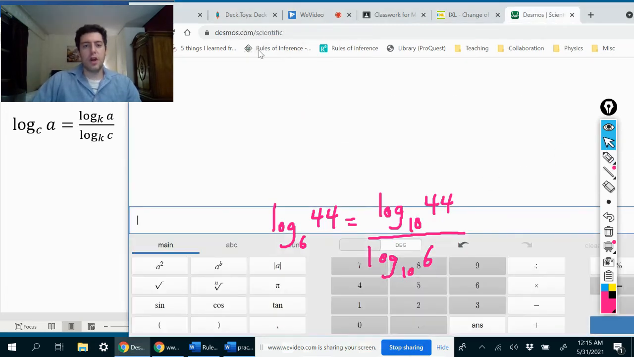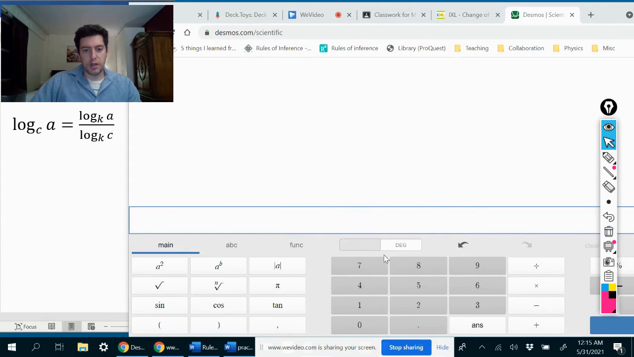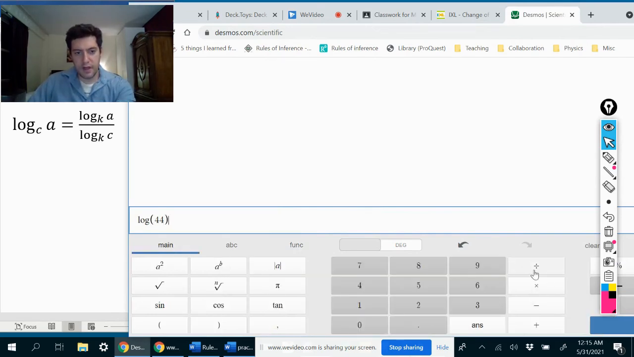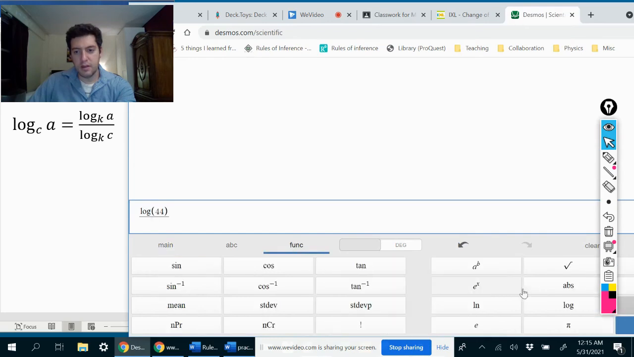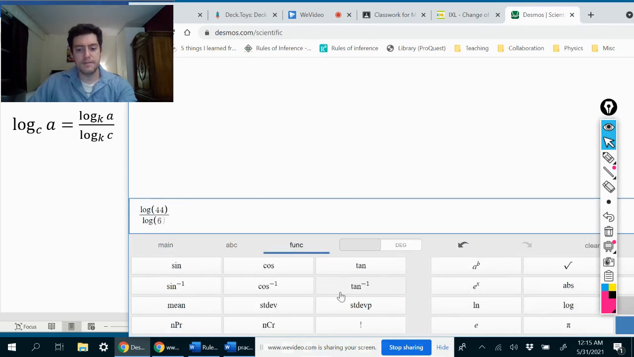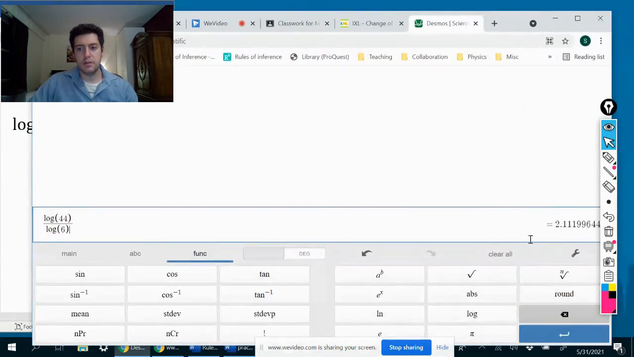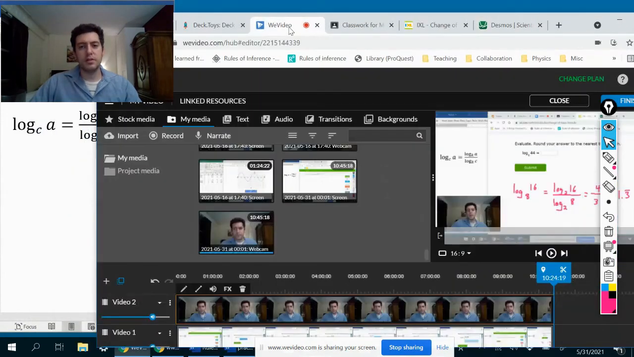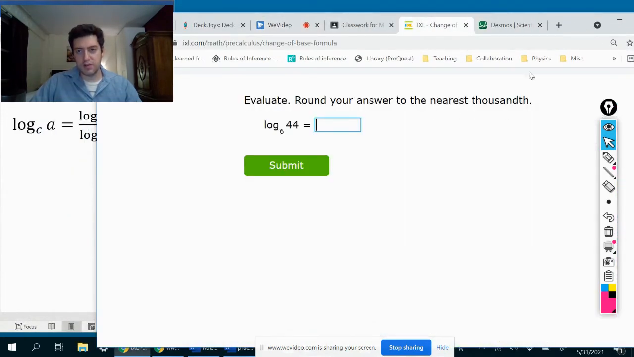All right, so I recommend going to desmos.com/scientific, and then I'm going to click on function over here. Here's log. So we're going to do the log of 44, close the parentheses, and then go back here, divided by the log of 6. Right, and then enter. Okay, 2.11199, blah, blah, blah. So this says to round to the nearest thousandth.